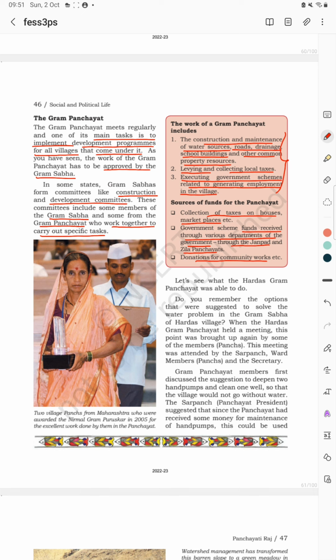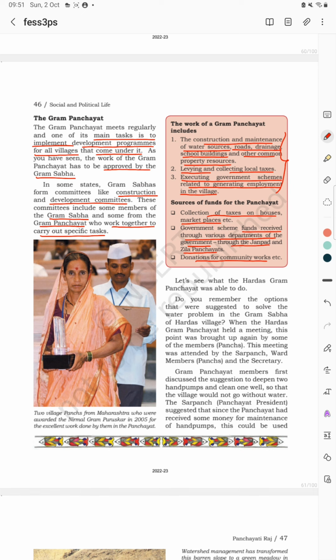So we have seen how the Gram Sabha works and how its members ensure the responsibility and accountability of the members of the Gram Panchayat, and how decisions are taken. Ultimately, all the development works of the Panchayat have to be approved by the members of the Gram Sabha. Let us see what the Hardas Gram Panchayat was able to do.